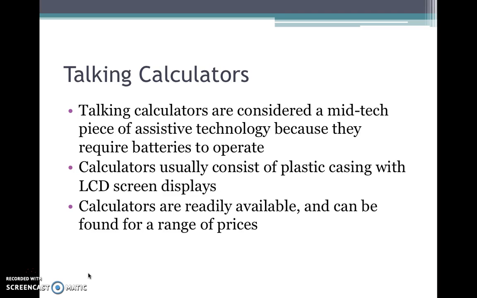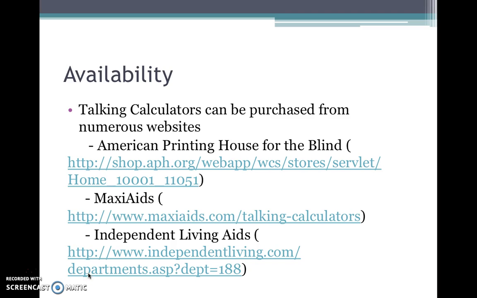So in terms of availability, let's look at some places where talking calculators can be purchased. Primarily, they can be bought at websites that sell technology for people who are vision impaired. So you'll see here at the American Printing House for the Blind, you can buy Maxi Aids, talking calculators, or independent living aids. And if you go to these websites, you can find different calculators with different prices based on your needs.